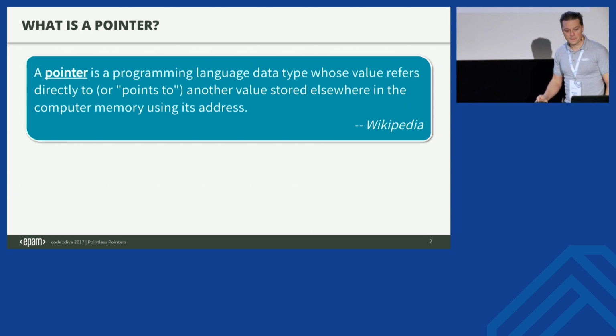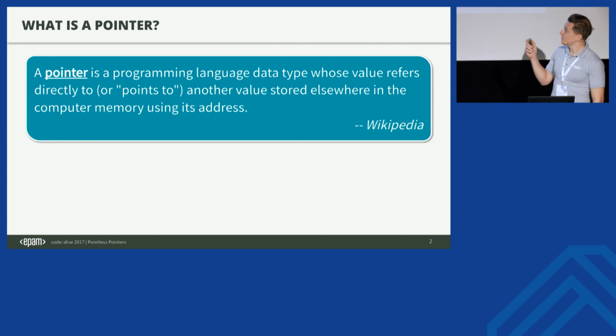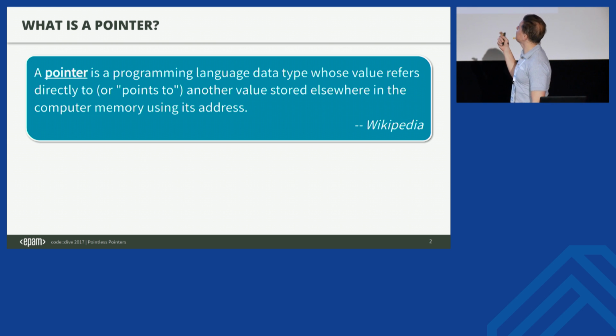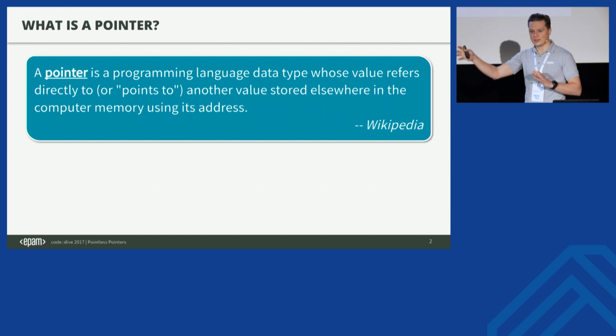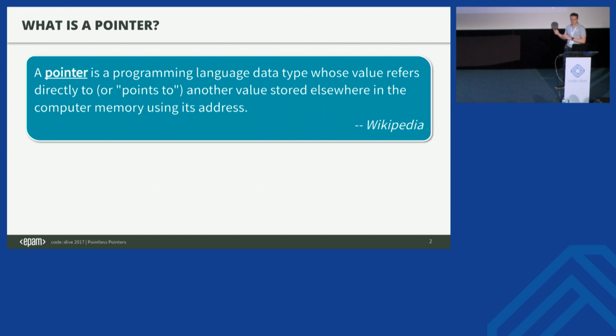Basically, what is a pointer? According to Wikipedia, a pointer is a programming language data type whose value refers directly to, or points to, another value stored elsewhere in memory. So basically we use an address that describes exactly where data is located in memory. This is the official definition.